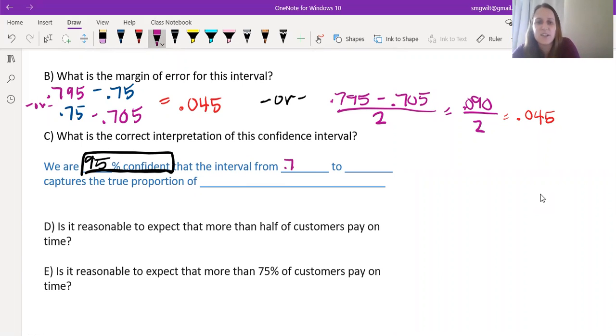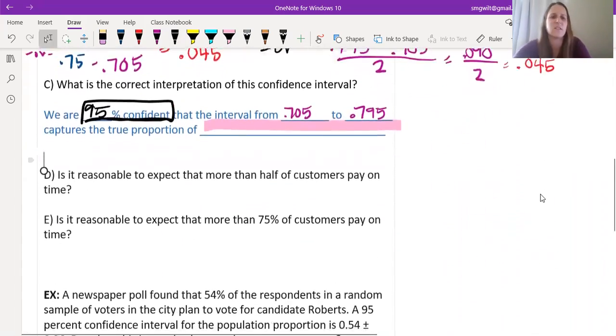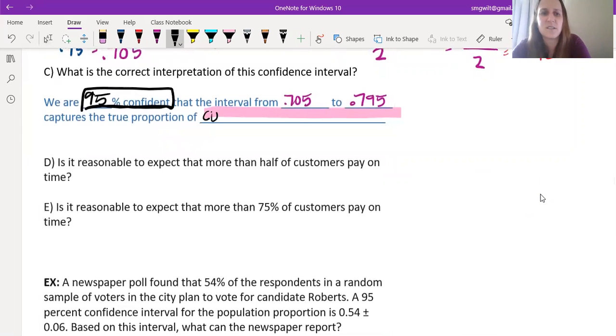0.705 to 0.795 captures the true proportion of what this question was talking about, which was customers who pay their minimum balance on time. Right, yeah. So it's that proportion of customers who pay the minimum on time.